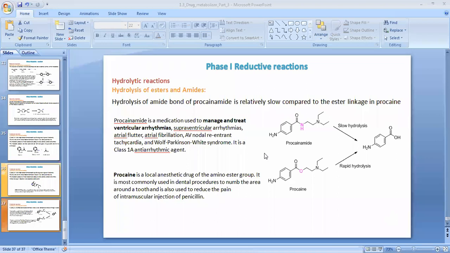If a nitro group is there, if an azo group is there, and just now we have seen if an ester functional group is there. So these are the phase 1 hydrolysis and reductive conversions taking place in our body for the metabolism of the respective functional group containing drug molecules.